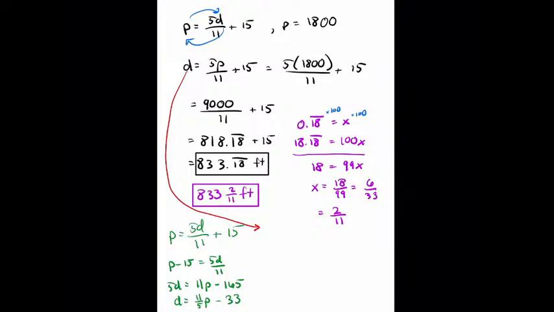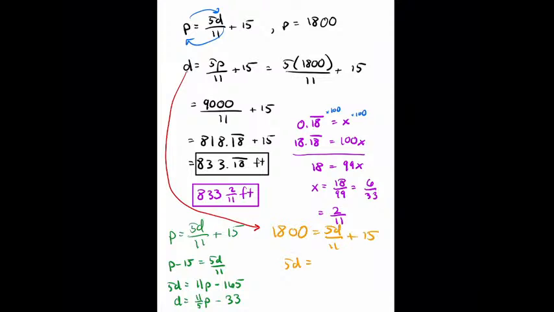Another way we could have done it. We could have just done 1800. 1800 equals 5d over 11 plus 15, right? We just plugged in for p and then solve for d there, right? You can subtract your 15.